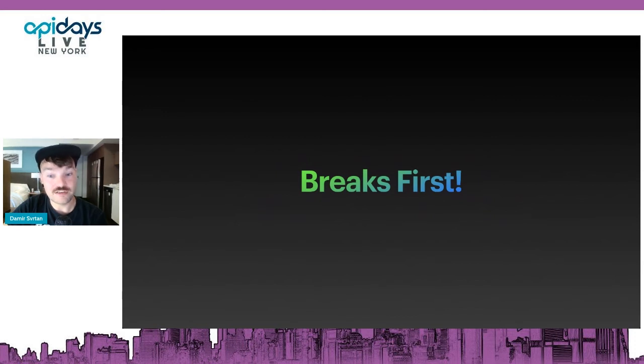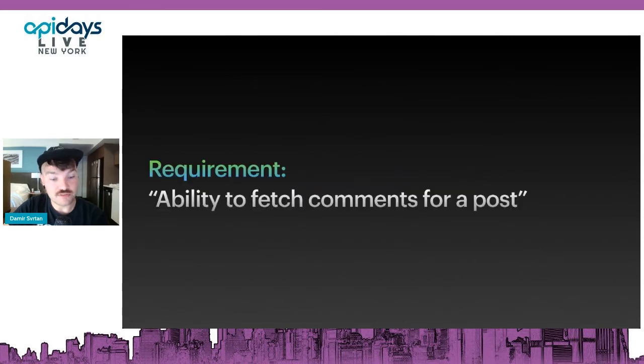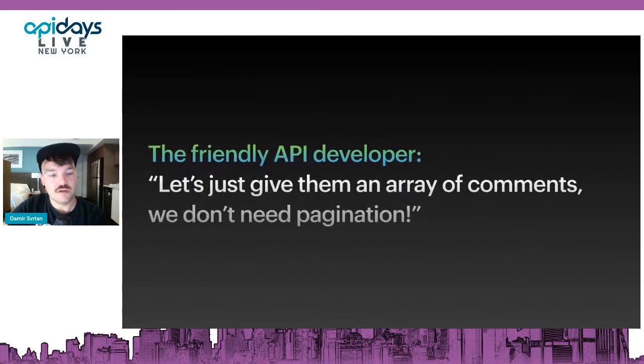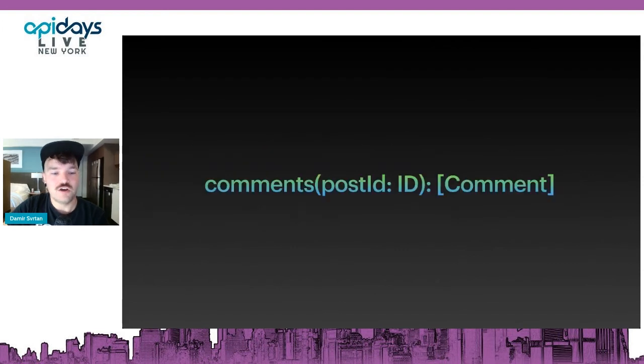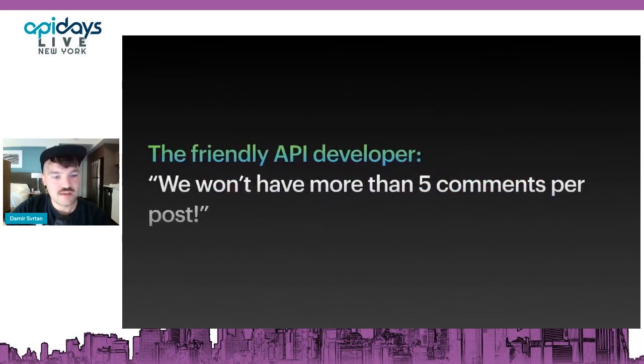And that brings me to the second part of the second principle I want to talk about, and it's about defensive programming, ensuring that your API is not going to get abused. So let's go with the same example, ability to fetch comments for a post. Now, the friendly API developer might say, let's just give them an array of comments. We don't need pagination yet. The developer might build the API like this, giving back just an array of comments, and might say, we won't have more than 5 comments per post.